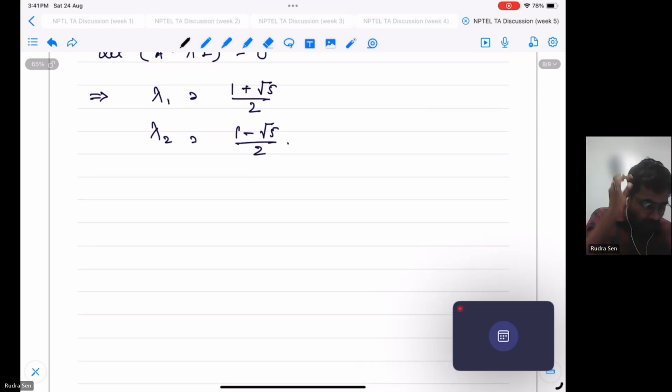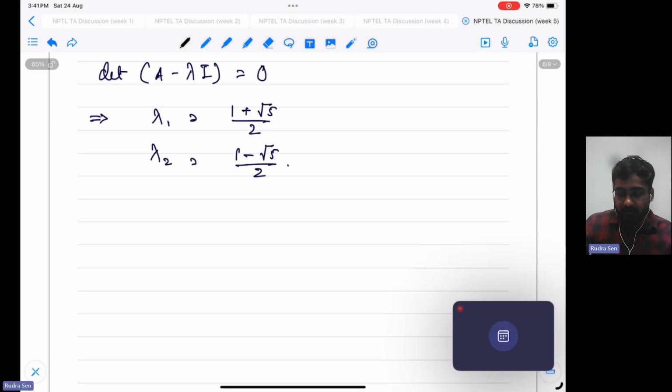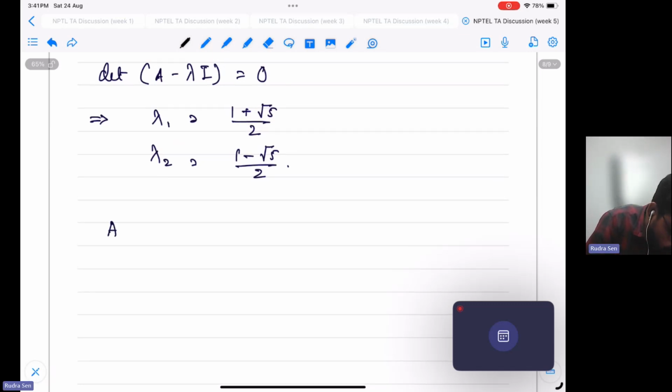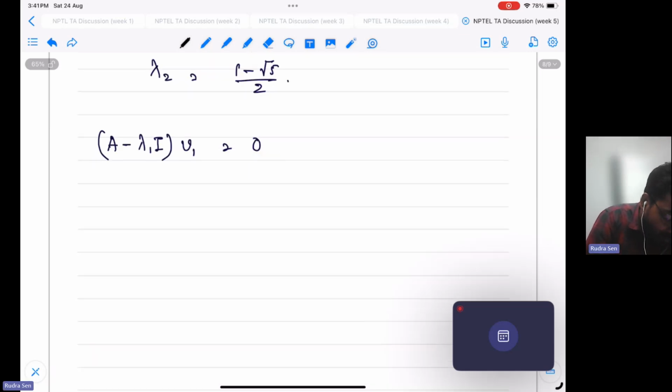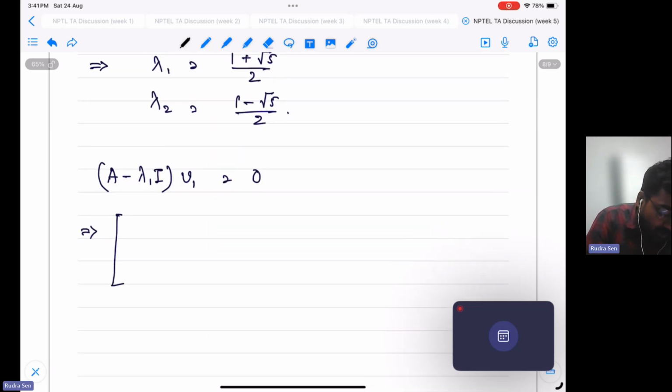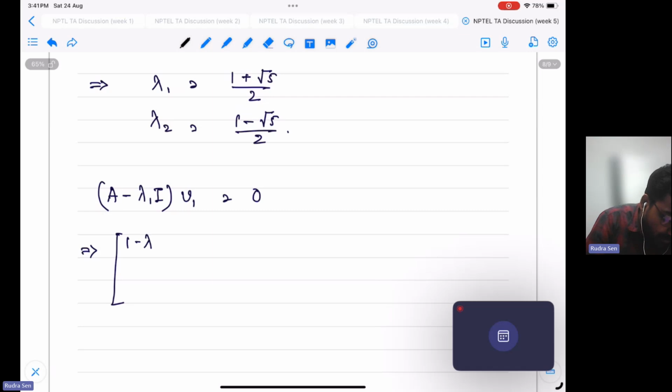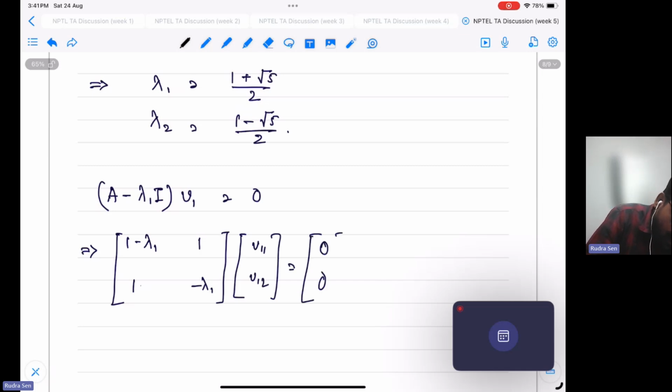So now we have to find out the eigenvectors. So how to find the eigenvectors? The first is (A - lambda 1 I) v1 equals 0, right? So what should we do? We do A minus lambda 1, so 1 minus lambda 1. So basically 1 minus lambda 1, 1, 1, and minus lambda 1, into v11, v12 equals 0, 0.